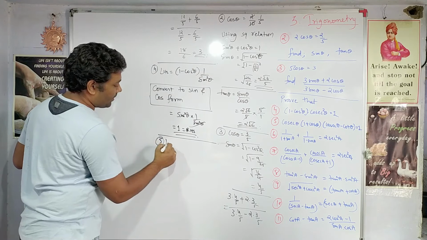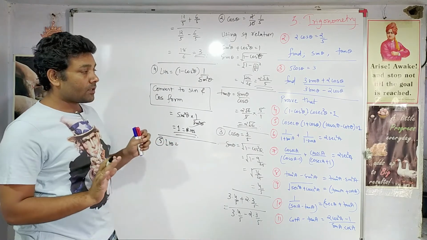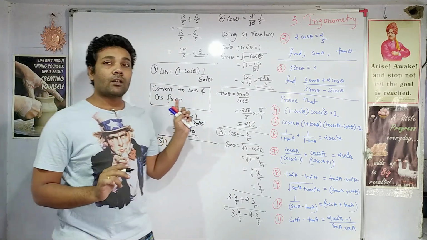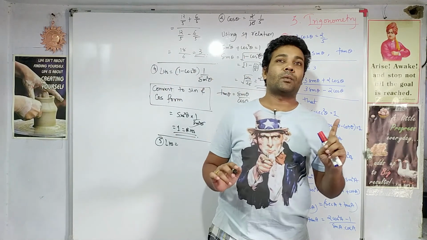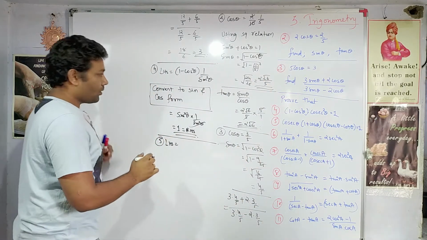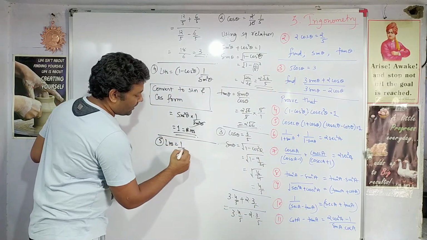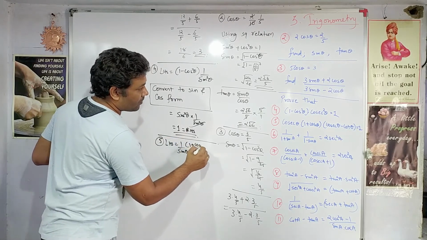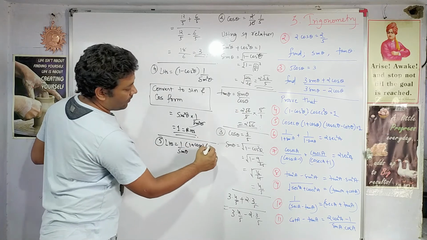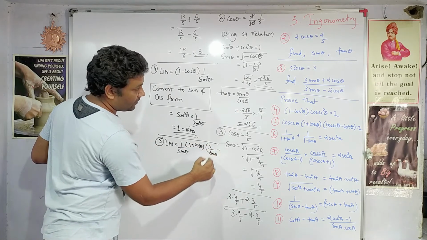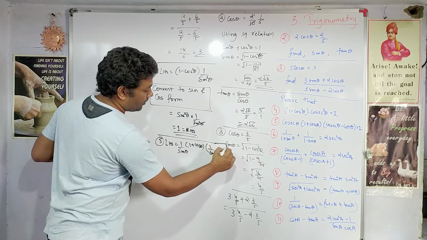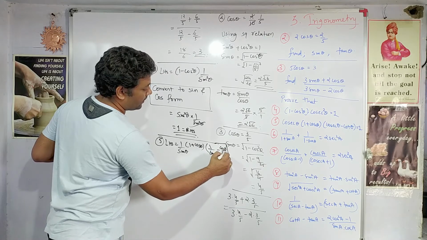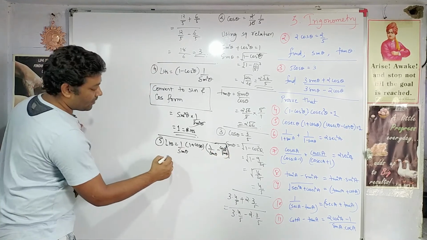Let us see the fifth one. Again, as per the basic rule, if you don't understand from where to start, what to do, the first most important thing which you can do is convert into sine and cosine format. That will help you to solve the question. So cosec can be written as 1 upon sine theta. Then in the numerator 1 plus cos theta. Then we have cosec, which is 1 upon sine, and then cot. Cot can be written as cos upon sine theta. Let us simplify further.